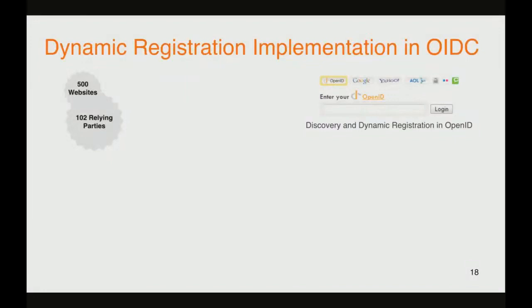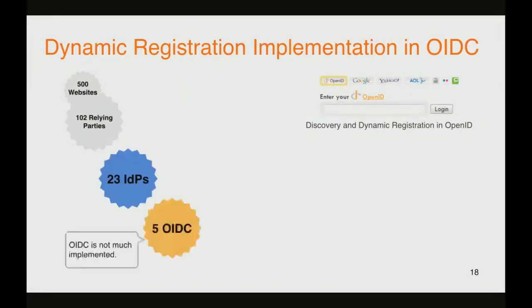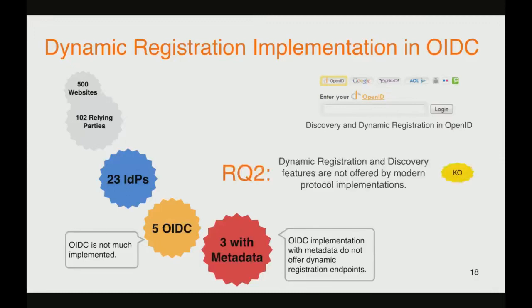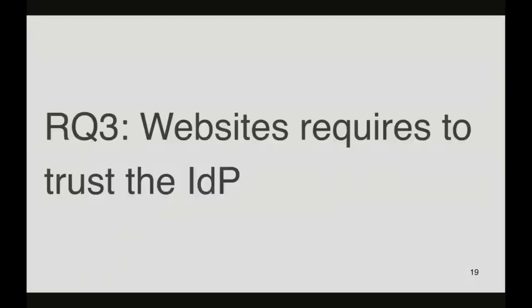We also look at if the dynamic registration, which is also possible with OpenID Connect, is implemented. And so in our data, we have 500 websites, from which we found 100 relying parties, so websites that are using identity providers. In total, 23 identity providers. And on these, only 5 were implementing OpenID Connect, only 3 with accessible metadata, and none of this metadata were concerned with dynamic registration. So in clear, the dynamic registration and discovery is not at all implemented by modern identity providers.